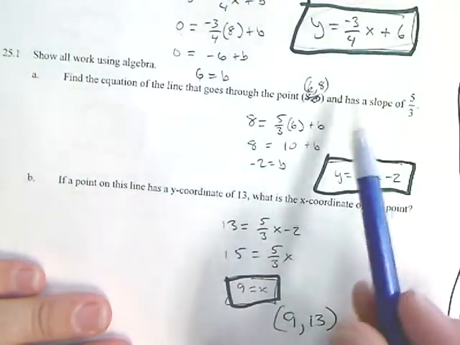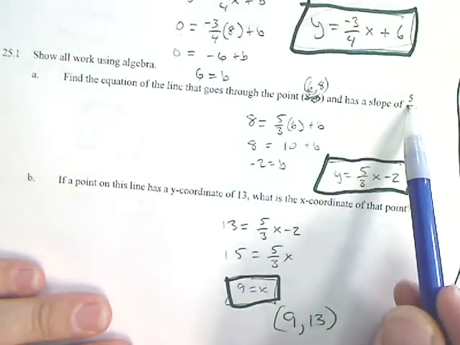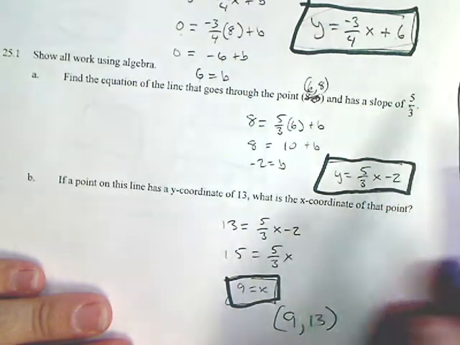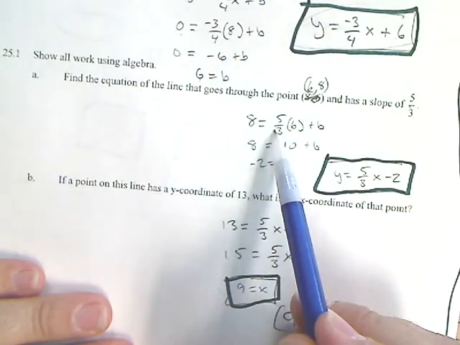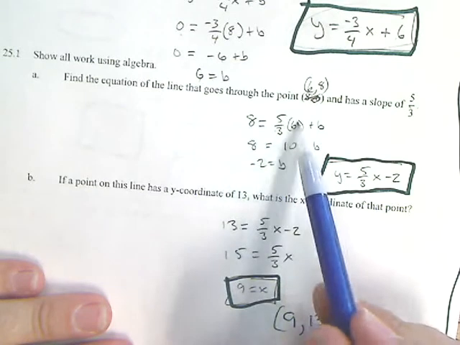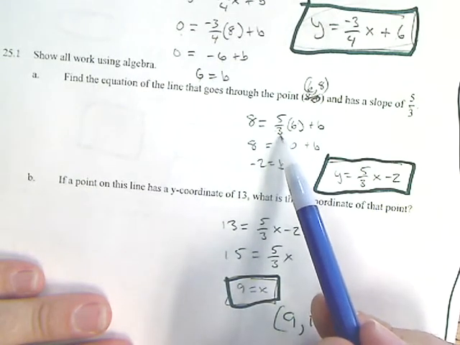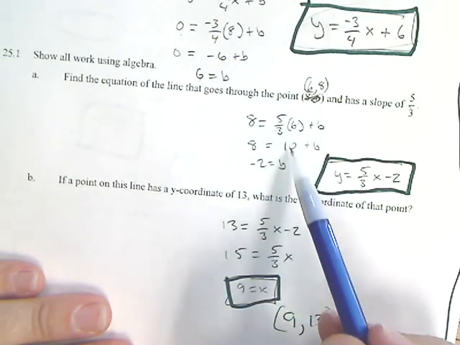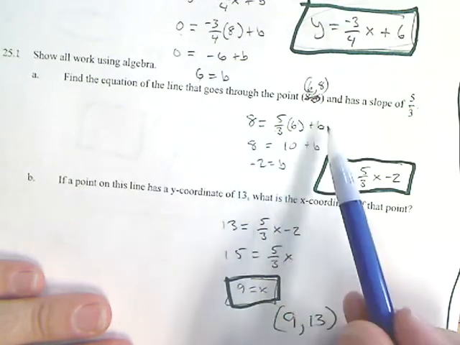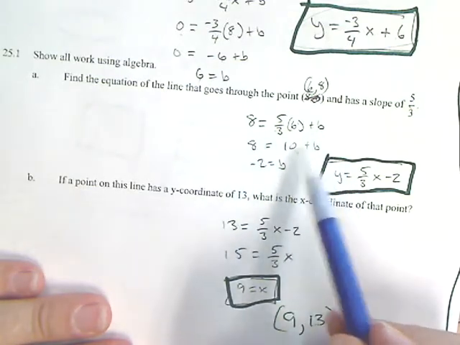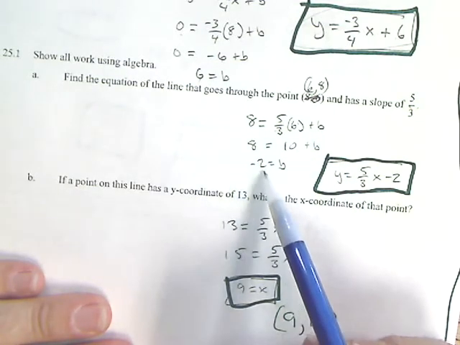Find the equation of the line that goes through this point and has the slope of that guy. So I already know the slope. Plugged in the point. 6 divided by 3 is 2 times 5 is 10, plus my 8, or equals my 8. Subtract 10 from each side, and I get negative 2.